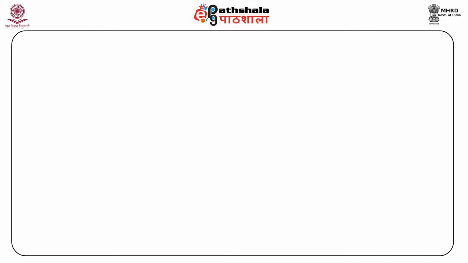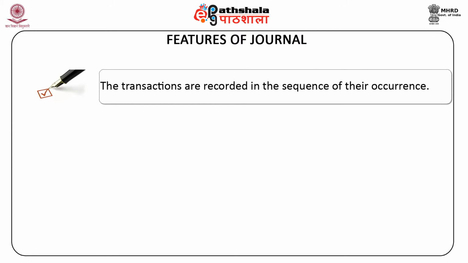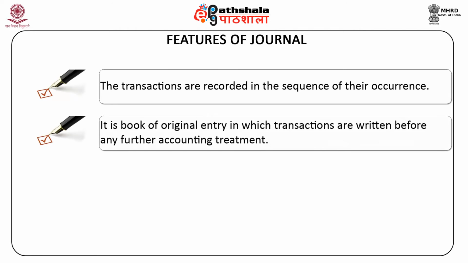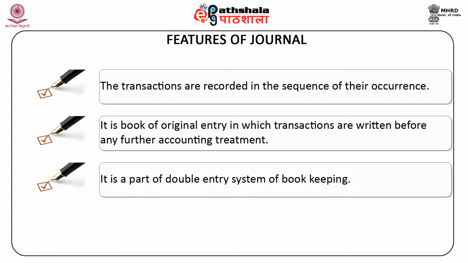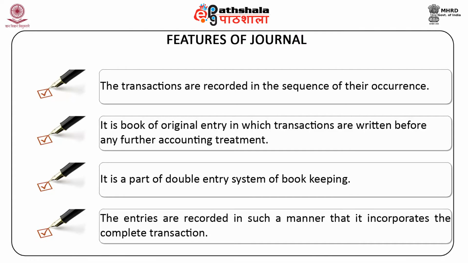Next, we will talk about the features of the journal. The transactions are recorded in the sequence of their occurrence. It is a book of original entry in which transactions are written before any further accounting treatment. It is a part of the double entry system of bookkeeping. The entries are recorded in such a manner that they incorporate the complete transaction.